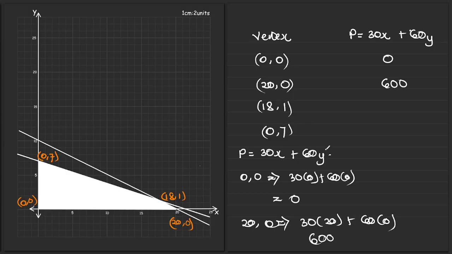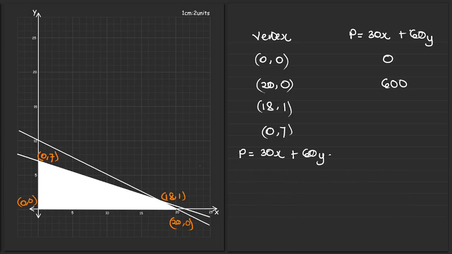Then we have 18, 1. For 18, 1, it simply means you are producing 18 chairs and just one table with the same set of material limitations. So we have our 30 into bracket 18, then plus 60 into bracket, we have just 1. So we have 30 times 18, which gives us a 540, then plus 60 times 1 gives us a 60. Adding this together, we have 600. So that is also going to give us a 600.